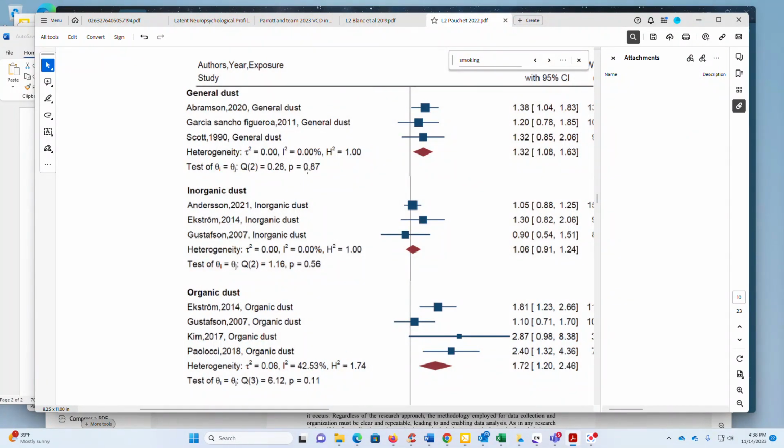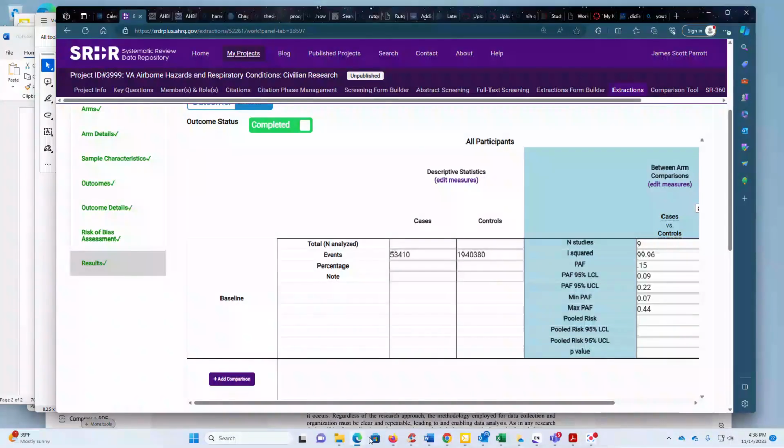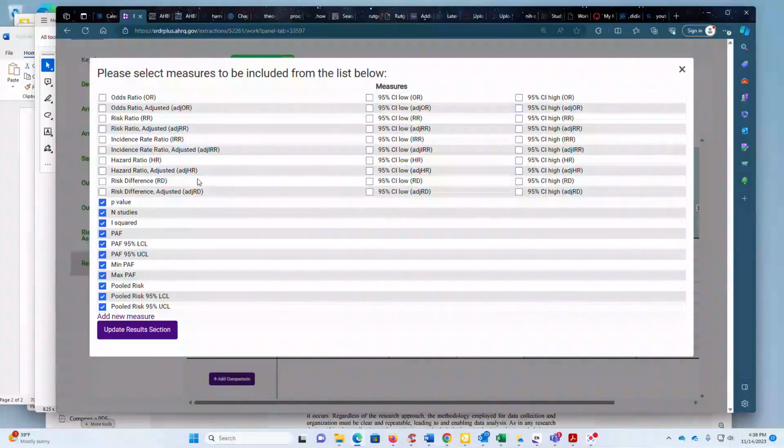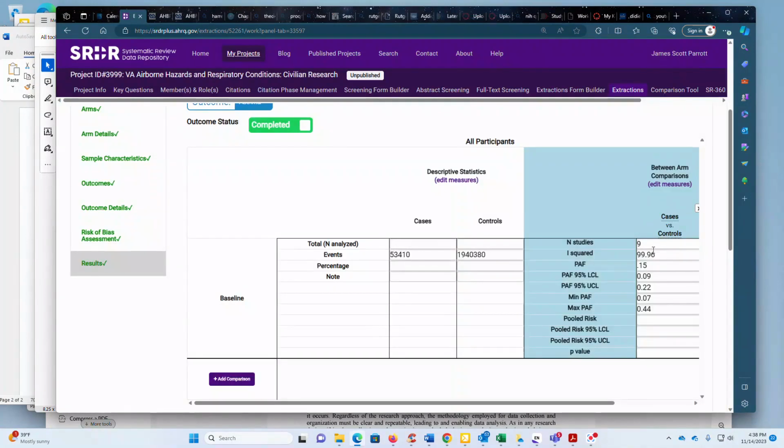Now, we want to capture that, and we also want to capture the number of studies. So we can see for general dust, there were 3 studies that contributed to this overall pooled effect size odds ratio of 1.32. So I'm going to jump back here, and I'll just show you, I created in my edit measures, you remember I can create new measures as I need them. I created a field for the N and the I squared. So I was able to capture all of that.